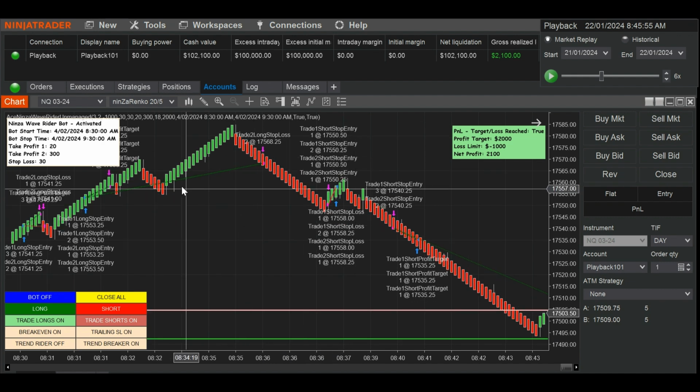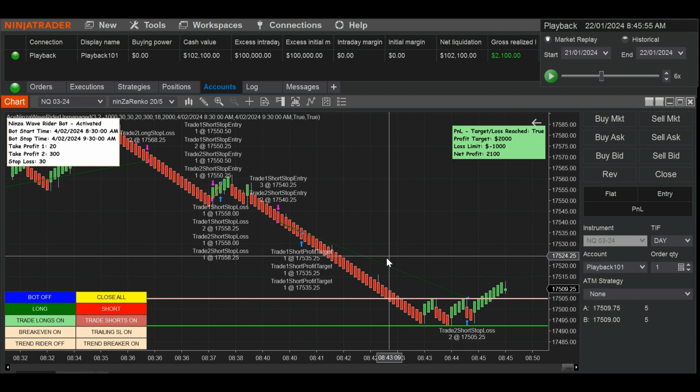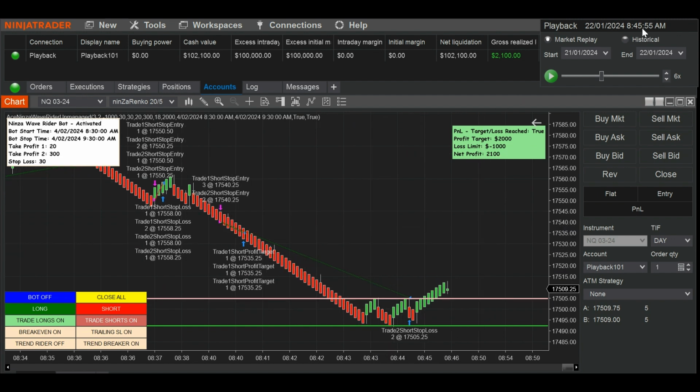The idea is to maximize your wins, your runners, by not leaving your trail stop too close. But you are going to get losses. Okay, we had losses there and it brought us back down, but you know what? That means I just extend my trading window all the way down here. So this time it took me to 8:45 to get my win. Now I'll show you the trend rider.